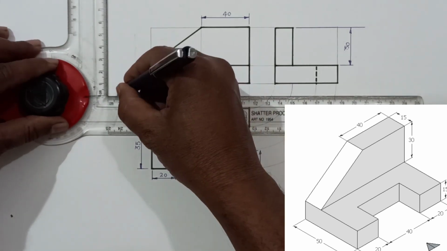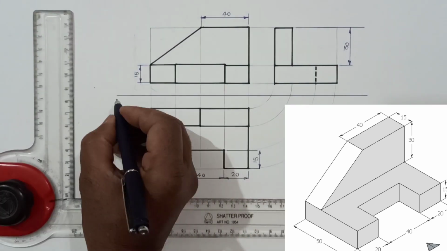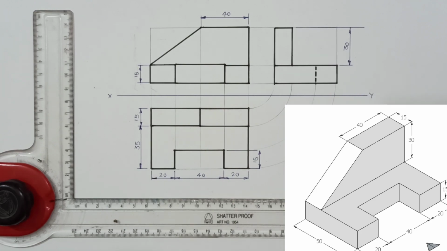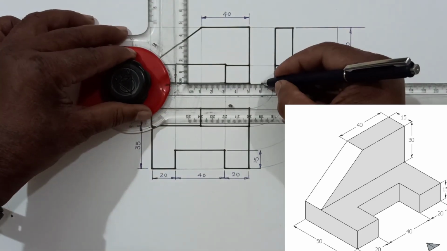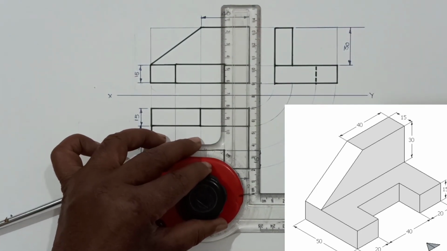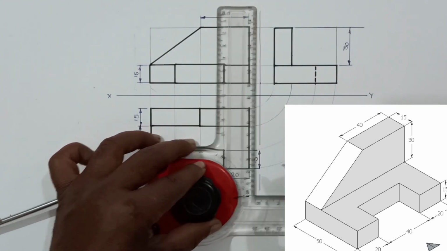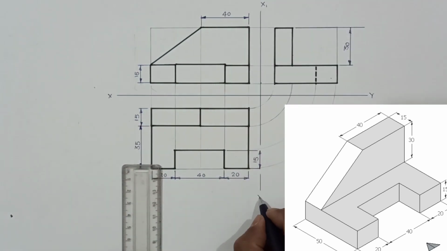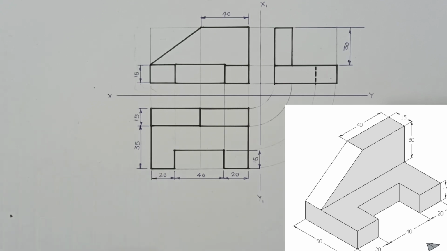Here we are drawing reference axis XY, which is positioned in the middle of the front view and top view. Drawing another reference axis X1 Y1, which is located in the middle.